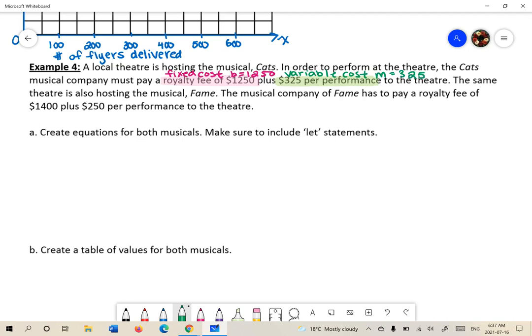The same theater is also hosting the musical Fame. The musical company of Fame has to pay a royalty fee of $1,400 plus $250 per performance to the theater. So this fixed cost is $1,400, or B is equal to 1,400.